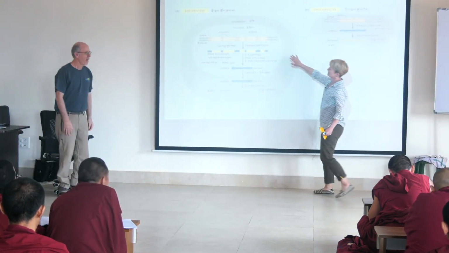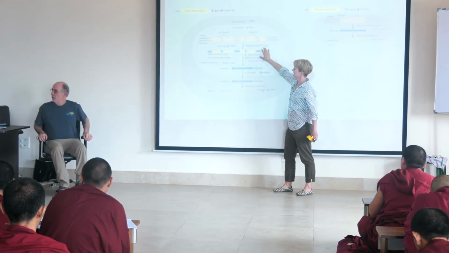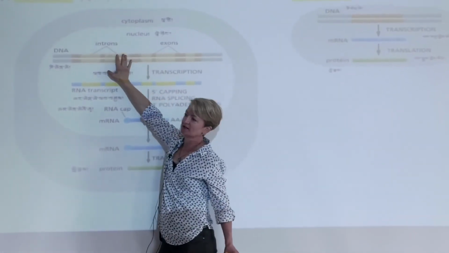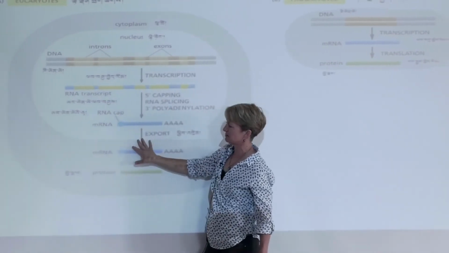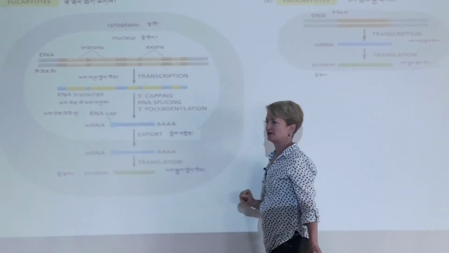And we've talked a bit about some of the things that happen in eukaryotes. We talked about this idea that there's non-coding DNA that has to be removed from the messenger RNA.